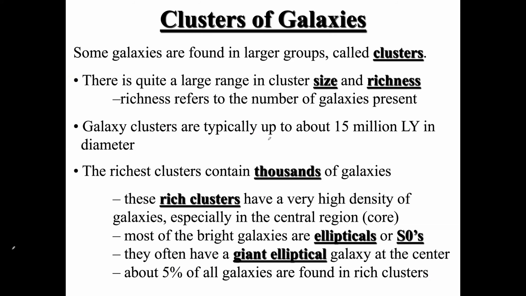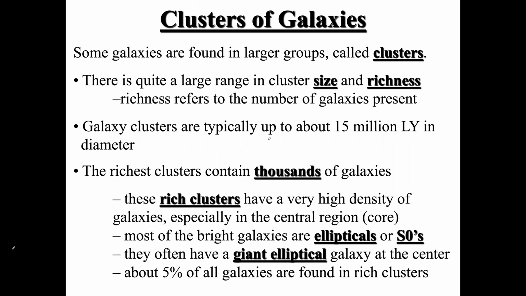Let me go to the next one, that is the clusters of galaxies. Some galaxies are found in larger groups. We are in the local group of galaxies, which is a small group. But there are some galaxies found in very large groups, and these large groups are called galaxy clusters, right? The number of galaxies inside these clusters is huge. Some have 200, 300 galaxies. Some have even 2,000, 3,000 galaxies, and even more than that, right?